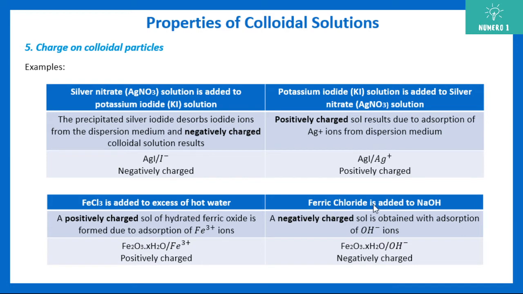In the same way, if ferric chloride, that is FeCl3, is added to NaOH, a negatively charged sol is generated because OH minus ions are adsorbed on the surface of Fe2O3·xH2O. So a negatively charged sol is generated. Also consider that this is actually the first layer that we are seeing, the first layer of charges.